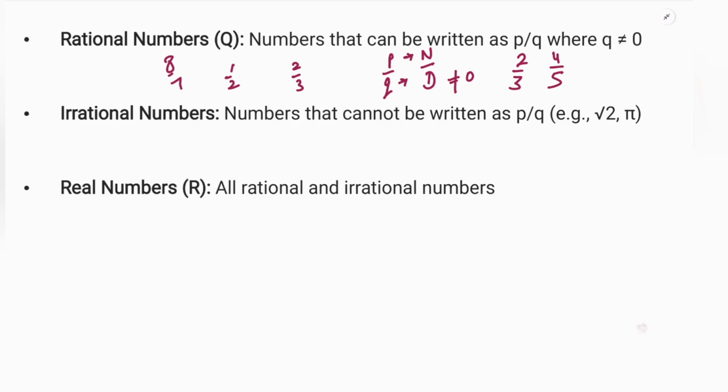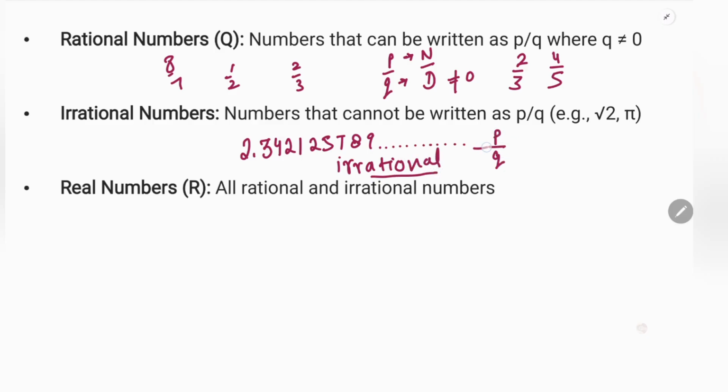All these numbers which are in the form of P by Q are called rational numbers. Now, what are irrational numbers? Suppose now I am writing a decimal number, 2.34212578 9, and I'm not stopping. I will keep writing the numbers. It goes up to infinity. I don't know where it will stop. These types of numbers are called irrational numbers. They cannot be written as P by Q. They cannot be written in the form of a fraction. These types of numbers are called irrational numbers.